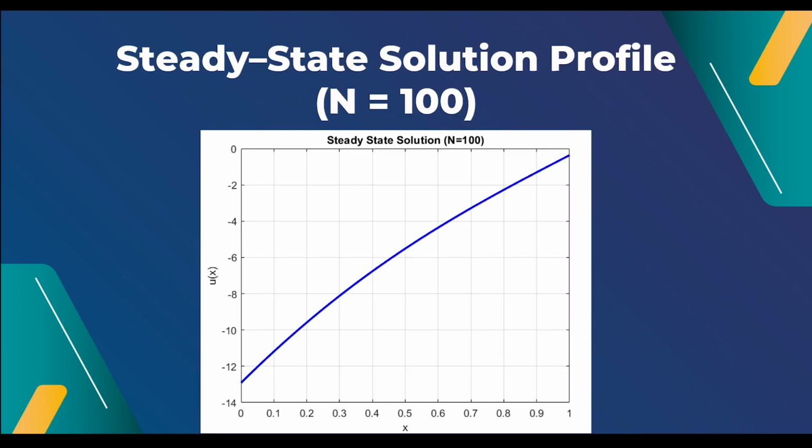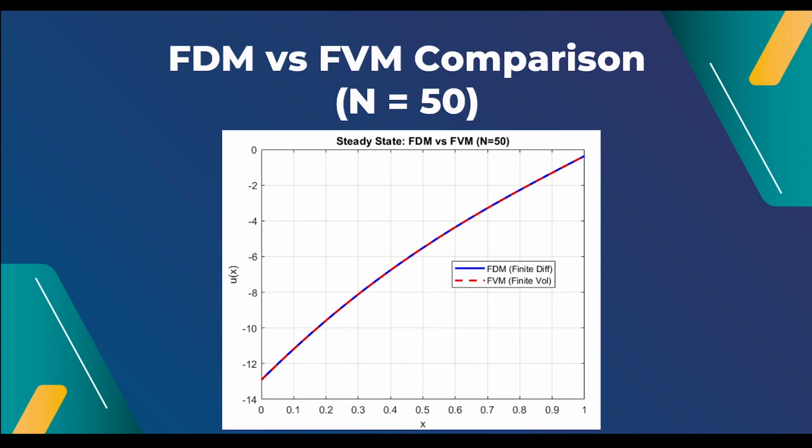Here, in the steady state profile for n equal to 100, the solution is smooth and monotonic, increasing from the left boundary to the right. It effectively balances the advection, diffusion, and reaction forces along with the sinusoidal source term to satisfy the Robin boundary conditions. We compare the result of finite difference versus finite volumes on this slide.